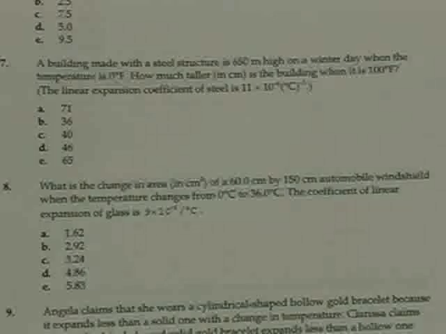Number 7, a building made with a steel structure is 650 meters high on a winter day when the temperature is 0 degrees Fahrenheit. How much taller in centimeters is the building when it is 100 degrees Fahrenheit? The linear expansion coefficient of steel is 11 times 10 to the minus 6 per degree centigrade.